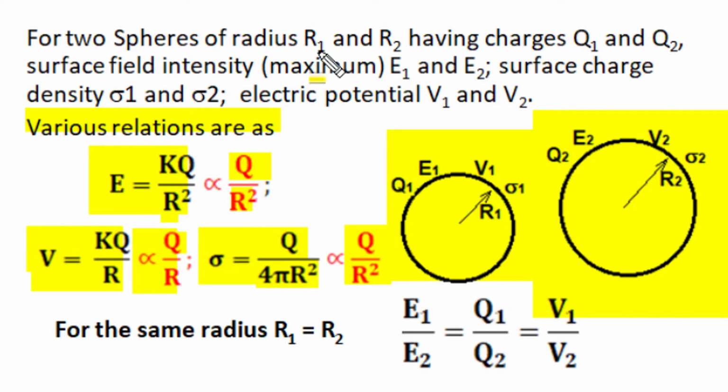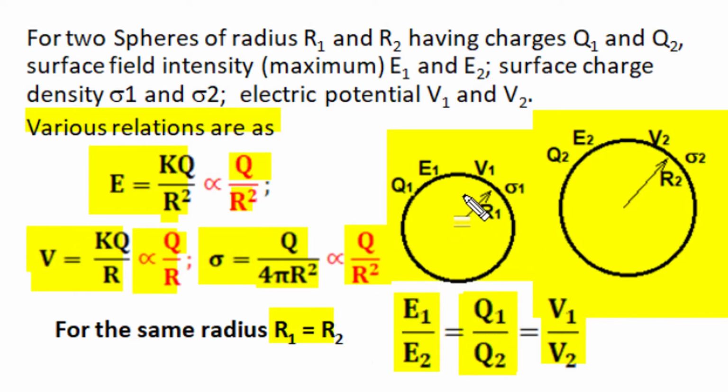If we have two spheres of identical radius, that means r1 and r2 are equal, then in that case electric field, potential and surface charge density all become proportional to the amount of charge on the surface. So we can say the ratio of electric field intensities on two spheres, or the ratio of surface charge density, or the ratio of potential is directly the ratio of charges on the spheres. So a sphere having a higher amount of charge would have a higher amount of electric field intensity, surface charge density or potential for the same radius.